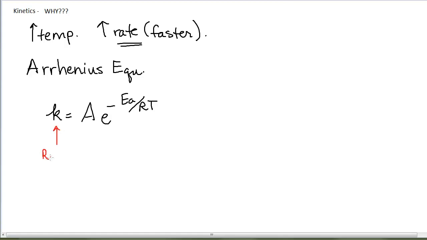This is my rate constant, k. We saw it in our rate law. It is a constant numerical value as long as you have a constant temperature. That is, it's the proportionality constant for the rate law.